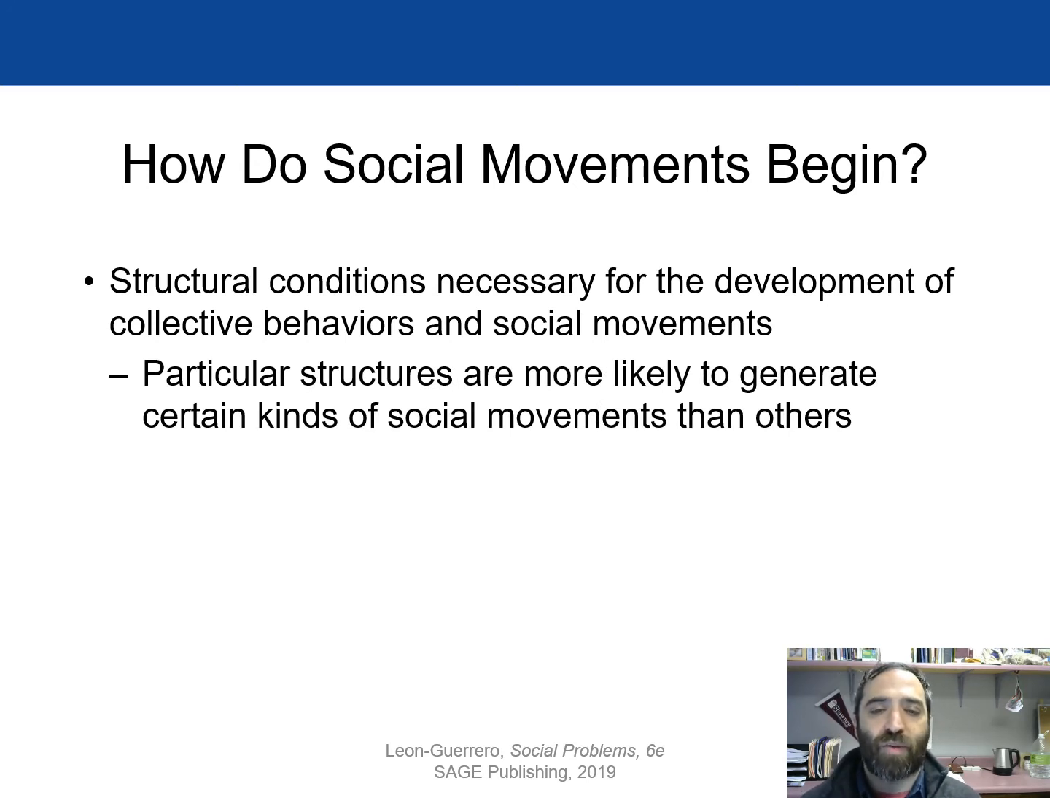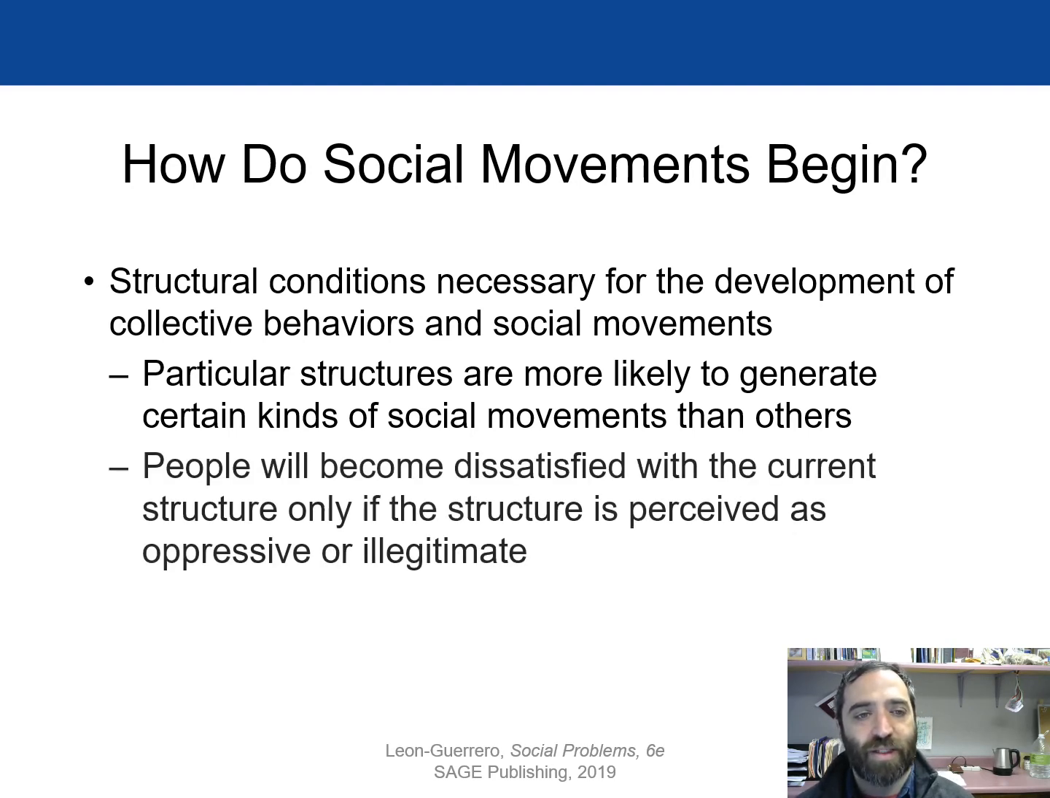Particular structures are more likely to generate certain kinds of social movements than others. Our book mentions racial divides, such as in the United States, as more likely to start a social movement. And then people become dissatisfied with the current structure only if the structure is perceived as oppressive or illegitimate. It's only if people believe that the structure has something wrong with it.